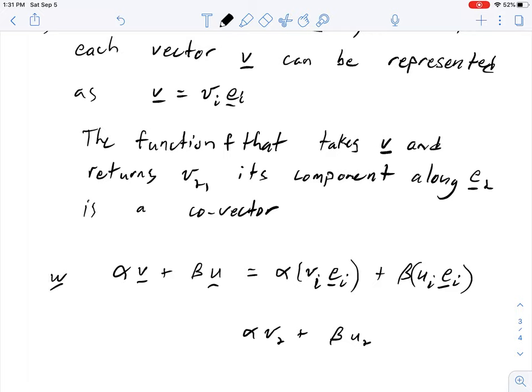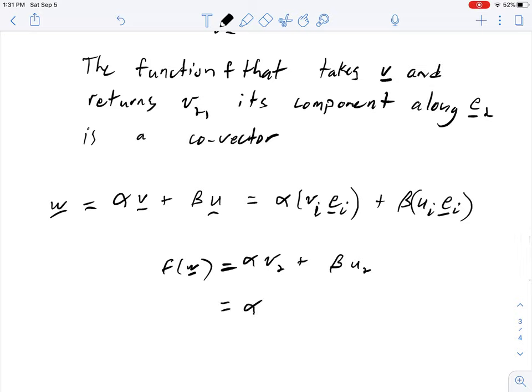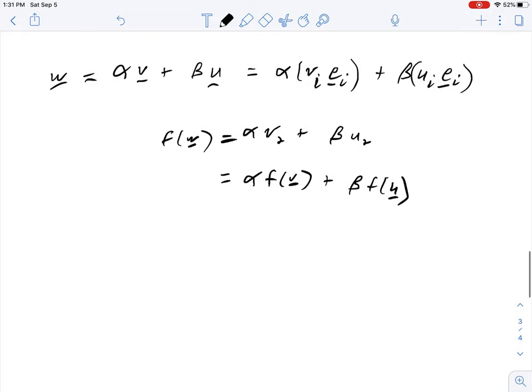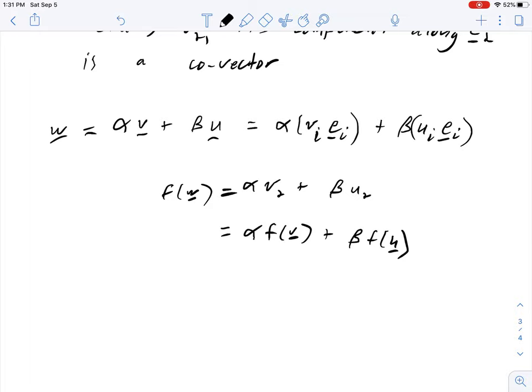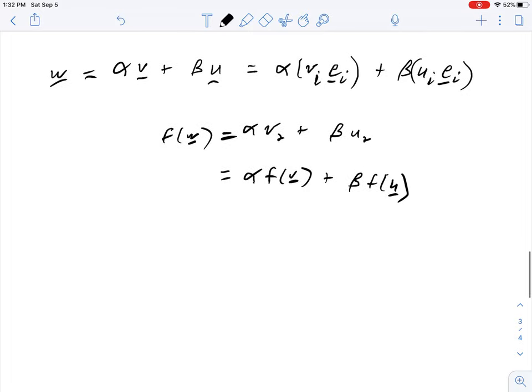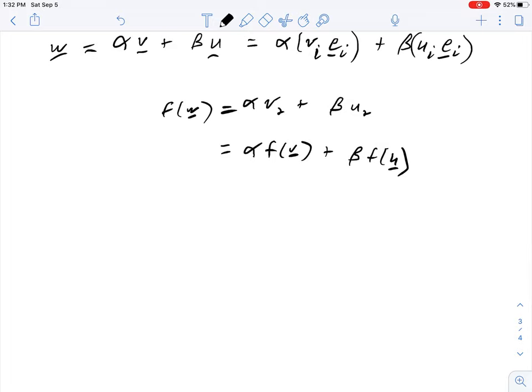And we'll say that w is equal to that. So f of w is equal to alpha f of v plus beta f of u. So it's a linear function to the real numbers. Sure enough, this function is a member of the dual space, the one that picks out, in this case, the second component, but really anything that picks out any component of vectors relative to a basis would be an element of the dual space. But you can't draw it, it just picks the component relative to this basis.